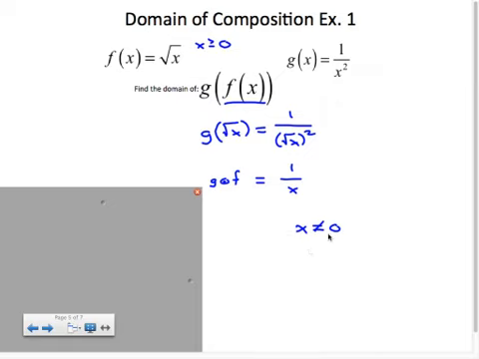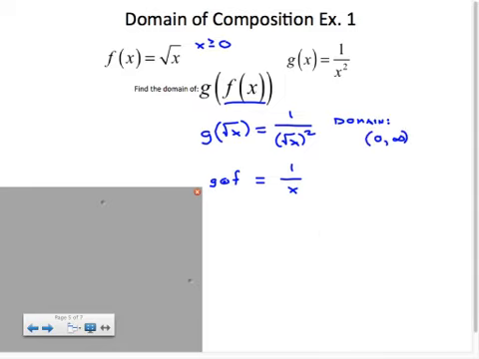So this says x can't be 0. This says x has to be bigger than or equal to 0. So that means we're going to take the 0 part off of that. And so the domain for g of f in the end is going to be all real numbers that are bigger than 0. So I'll write that as 0 to infinity, not including 0.